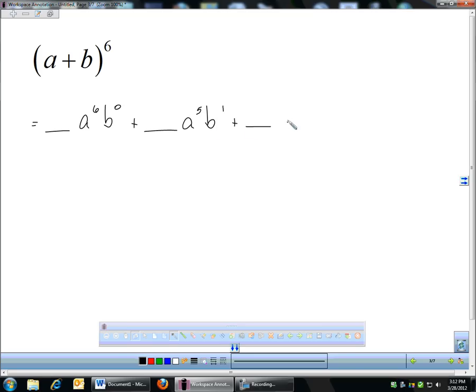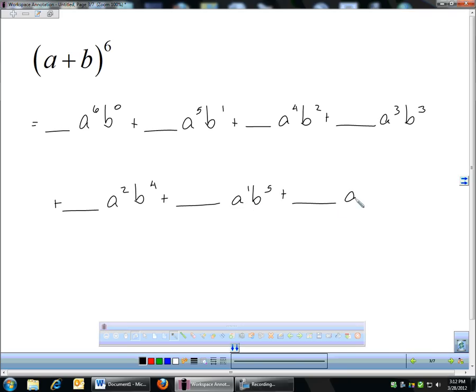So then it'll be something times, my a will go down by 1, my b will go up by 1. Something times a^3 b^3, plus something times a^2 b^4, plus something times a^1 b^5, plus something times a^0 b^6. And remember, anything to the 0 power is just 1, so I'm not going to expect you to write the b^0 and the a^0, but that is technically part of the pattern here.